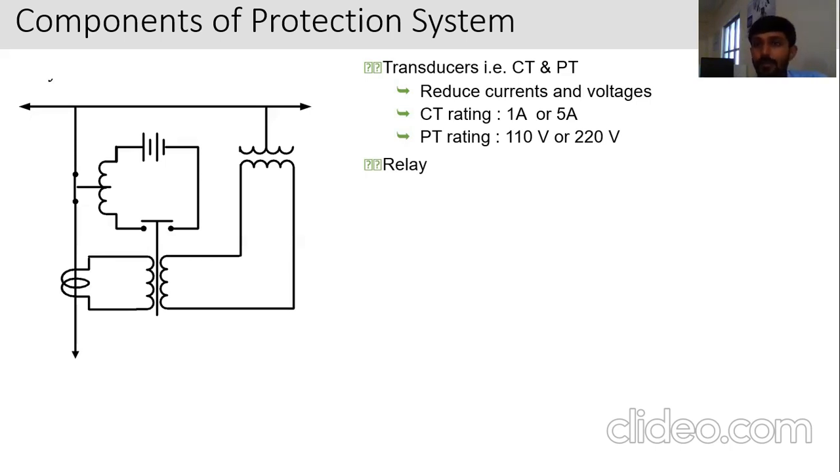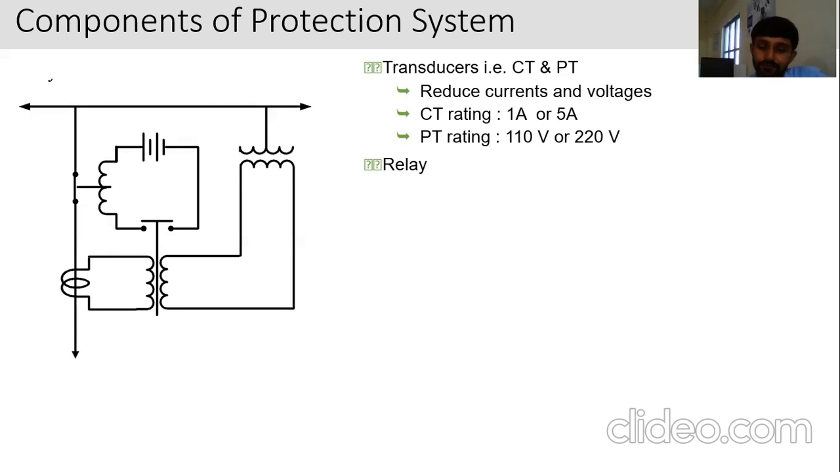For example, a CT reduces the magnitude to 1 ampere or 5 ampere. 1 ampere is used for most protective systems, and 5 ampere is used for metering purposes. For the PT, the most common value is 110 volts, and another value used is 220 volts.